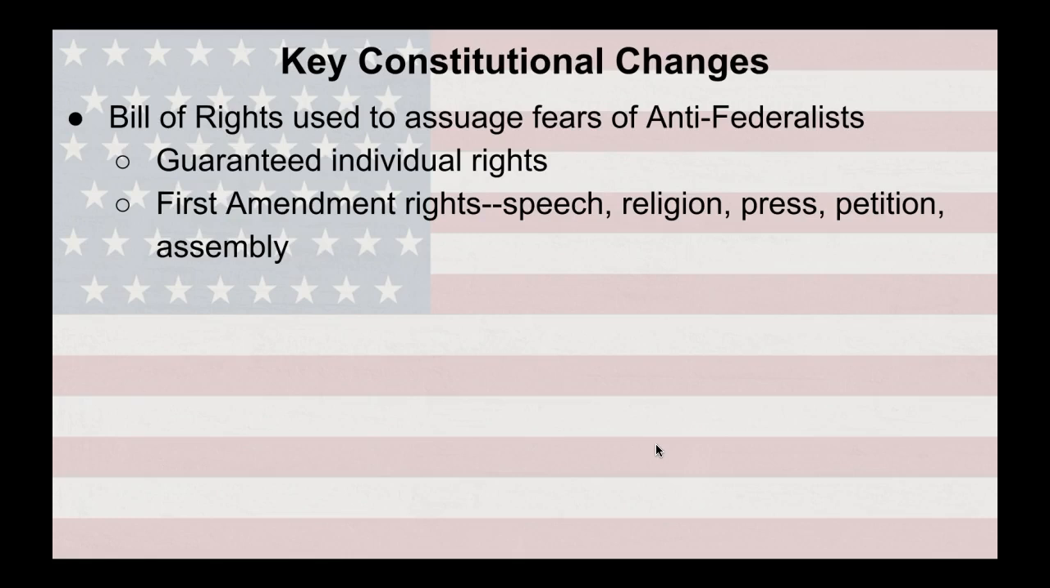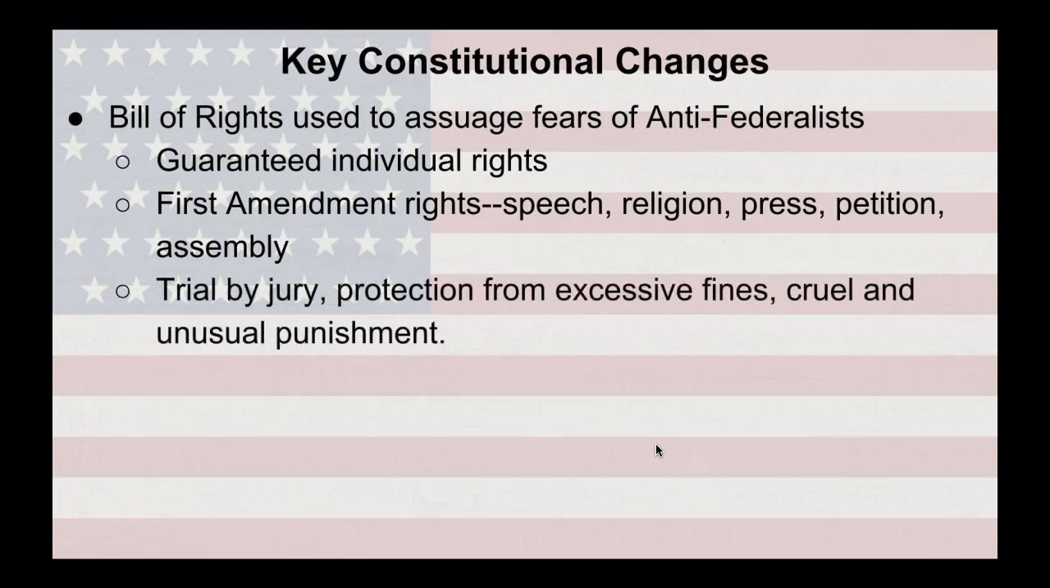Now, there are no absolutes, and we'll talk more about this when we talk about civil liberties and civil rights. There are no absolutes. We are not absolutely guaranteed the freedom of speech. We are not absolutely guaranteed the freedom of press and assembly. We have to do so in an orderly manner that does not cause libel or does not cause slander. So there are limits to our rights, but they cannot be taken away from us.